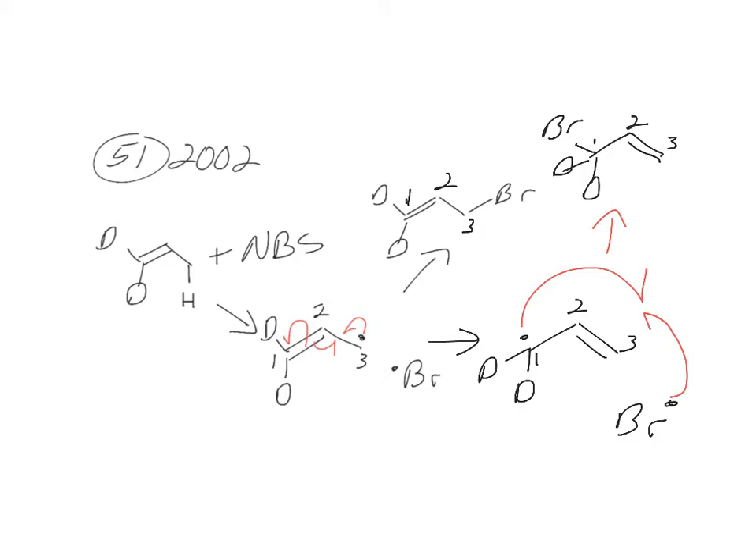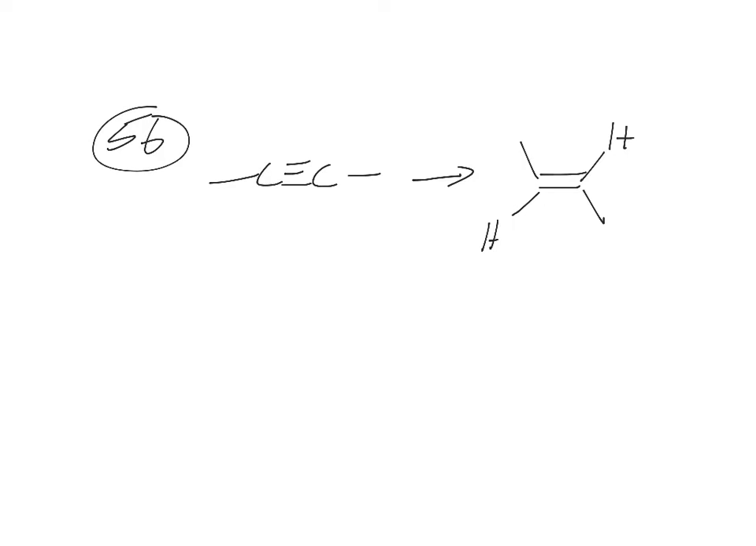Yeah, so the right answer is B, and the other answers are kind of messing with you, trying to have the deuteriums move around, which they don't. For 56. So 56 in 2002 is asking which reagent will best accomplish this transformation.